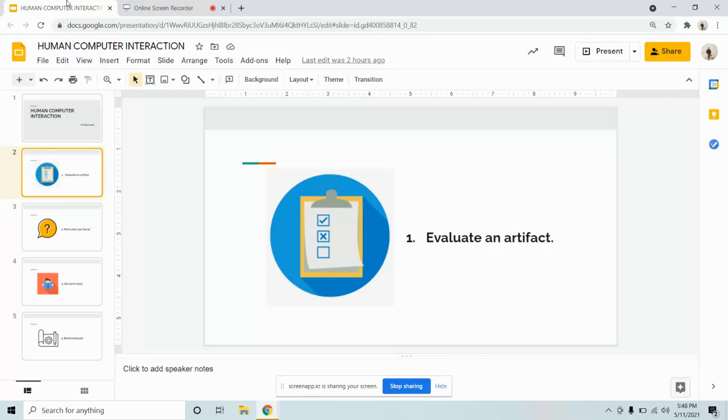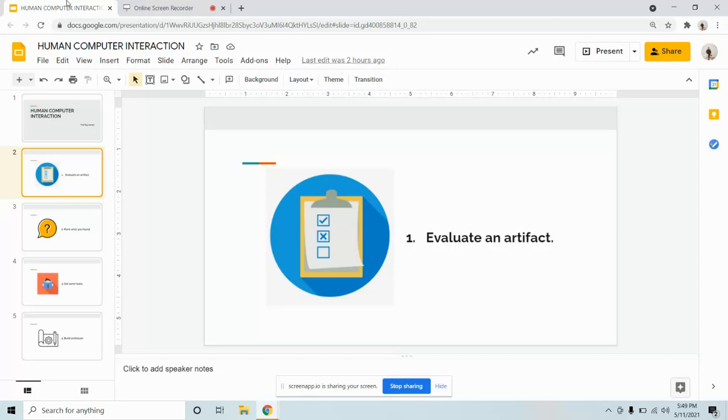The evaluation of the artifact. You can take a photo of your selected artifact and put it on the left side, like what you see on your screen, and then provide a brief description of your selected artifact. You can put it on the right side of your slide, just like what you see on your screen right now. It is short, just one paragraph or two paragraphs.